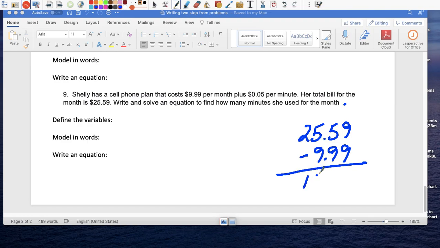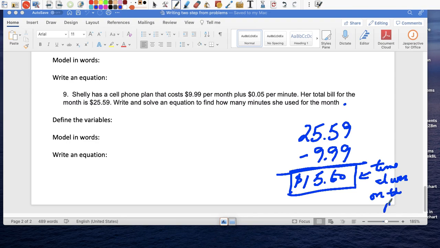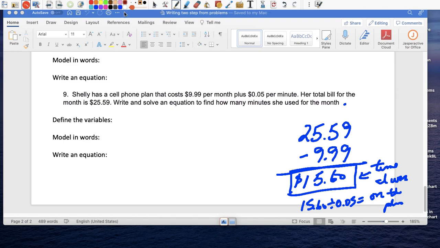So this is going to be 15.60. This represents the cost for the time I was on the phone. And what are you going to do with 15.60? You're going to divide 15.60 by 0.05, and then you find out how many minutes I spoke on the phone. That's basically what you're doing. But we want to do it a little bit fancier. So the variable here is minutes. M represents the minutes.